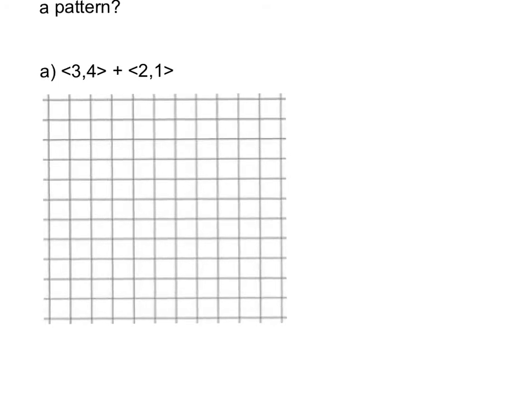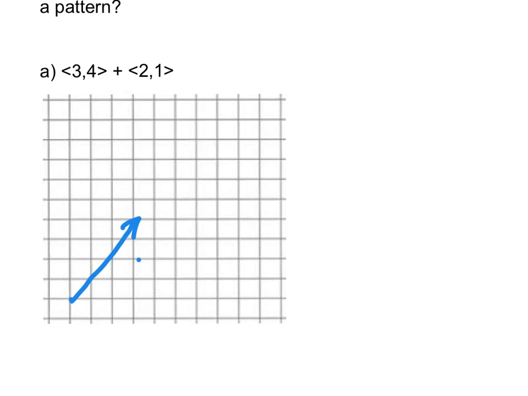So if you look here, the first vector is 3, 4. It doesn't matter where you start. The initial point can be wherever you want, but what's important is that we go 3 units to the right and 4 units up to get to the terminal point. So I'm going to start here, where I put the blue dot. So I have to go 1, 2, 3 units across, 1, 2, 3, 4 units up. Okay, and there's my first vector.